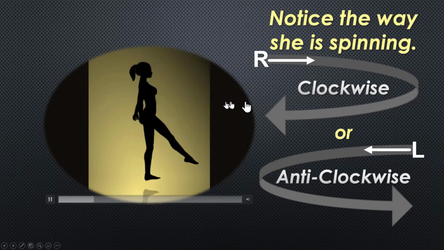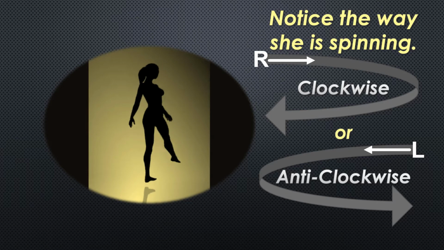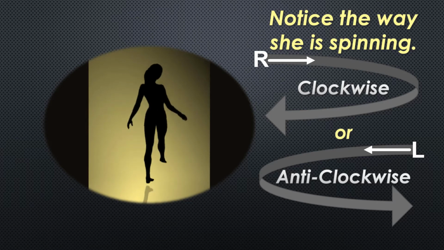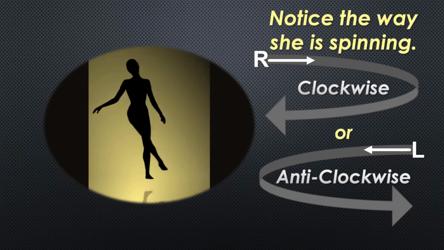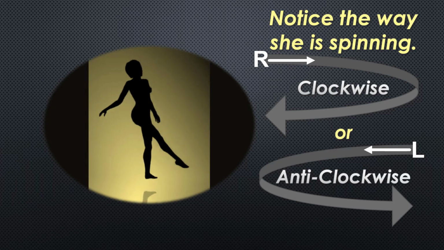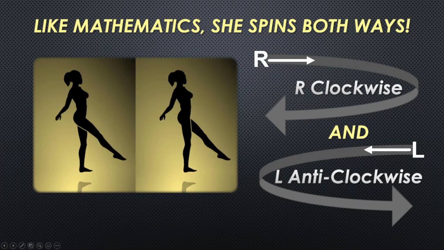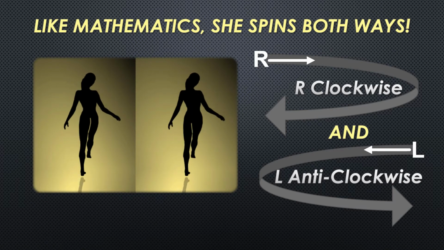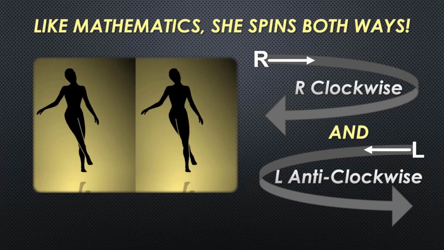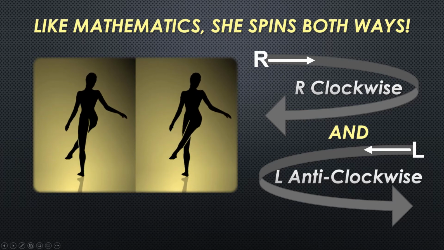If I survey people about which way this ballerina is circling, going round and round, around 60% of people say that she's going clockwise, and about 40% say that she's going anti-clockwise, even though everyone is looking at the same image. So she spins both ways, and here are the two images, exactly the same image, but our brain picks up different spin rotations. So like mathematics, this dancer is spinning both ways based on our perception.